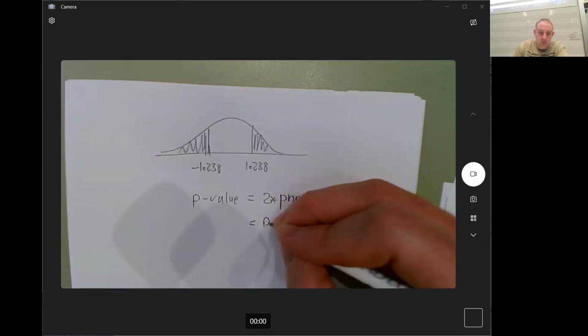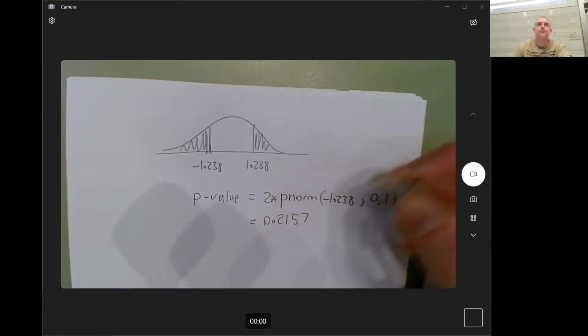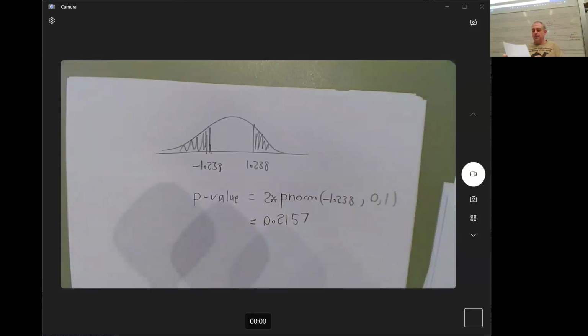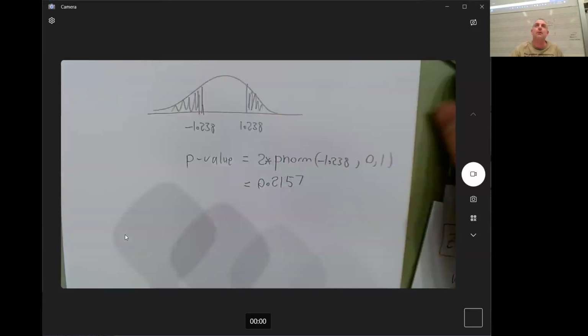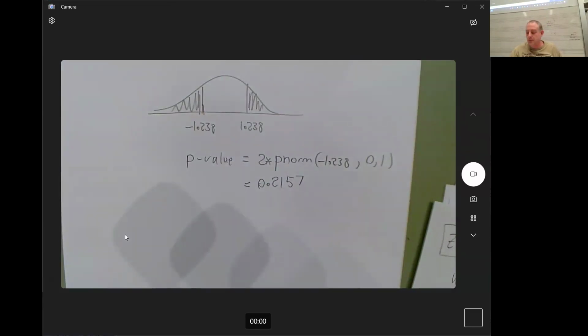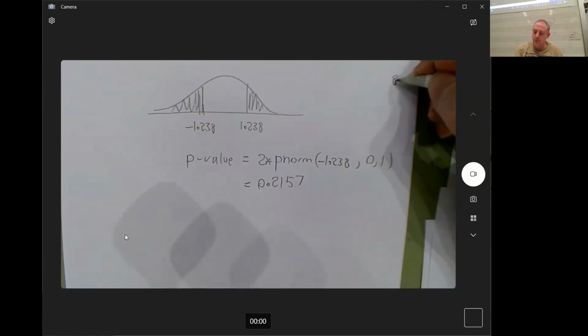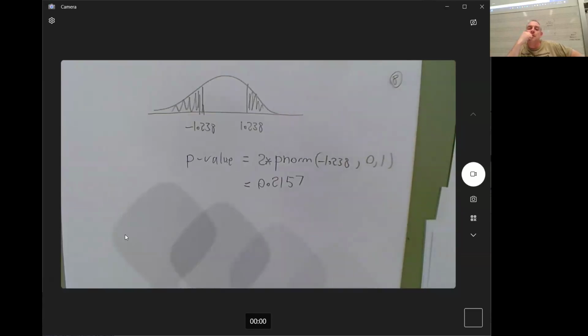And I get 0.2157. That's what I get. I mean, I know it's going to be more than 0.05 because 1.96 is the 0.05 mark. That's where it switches over to under 0.05, and I'm not that far yet.